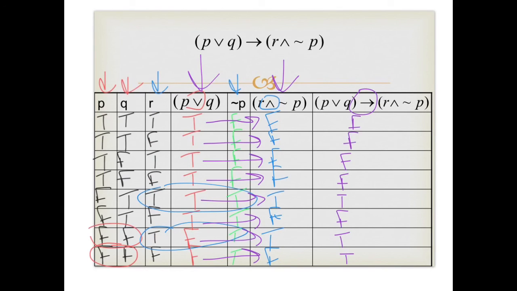Again, we look at our last column. We want to identify, is this a tautology or a contradiction? In this case, it is neither because you have a mixture of trues and falses.